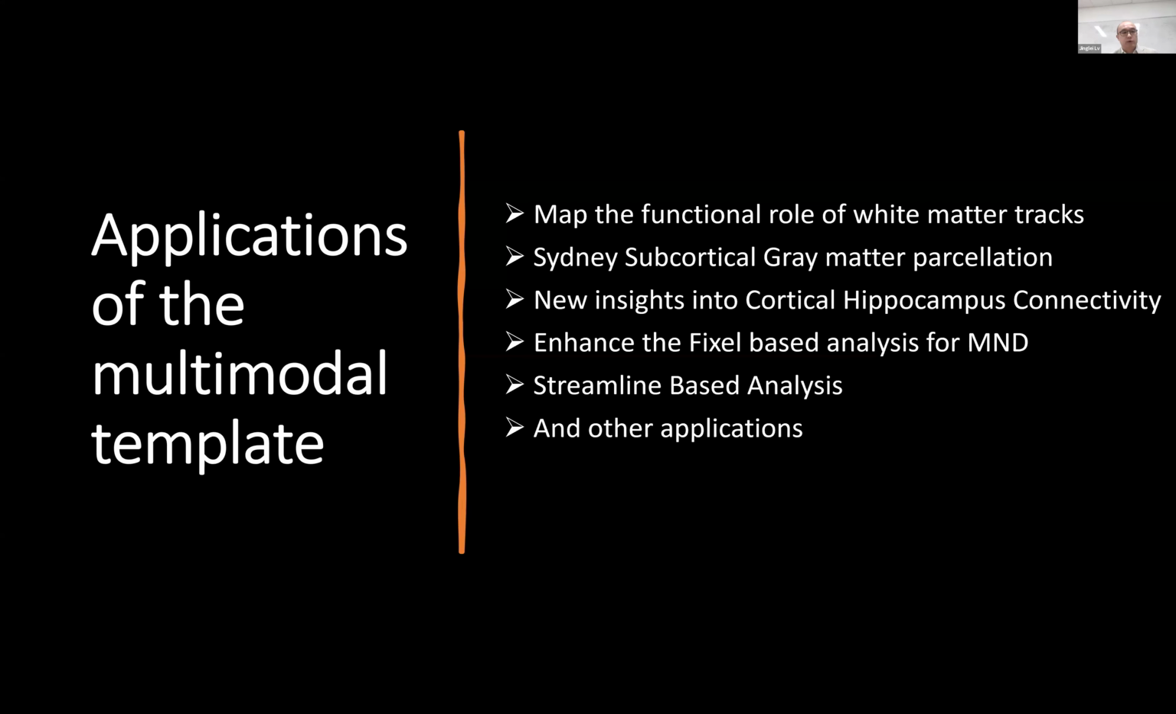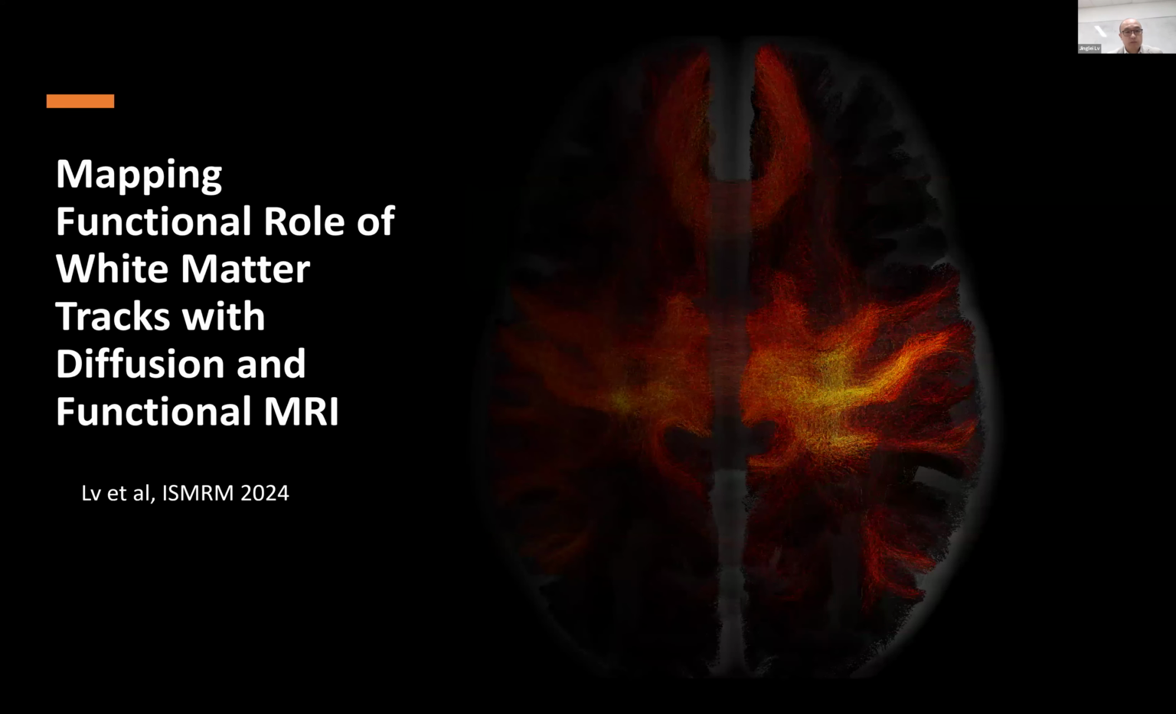And next, let's look at some applications of the multimodal template. Firstly, this is the work we presented in the last ASK-MR meeting. Here we combine the diffusion MRI and the functional MRI based on the multimodal template, particularly the tractogram template. Here our aim is to map the functional role of white matter.